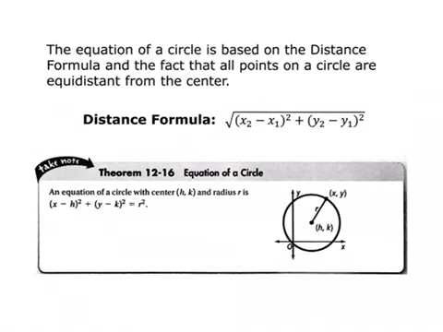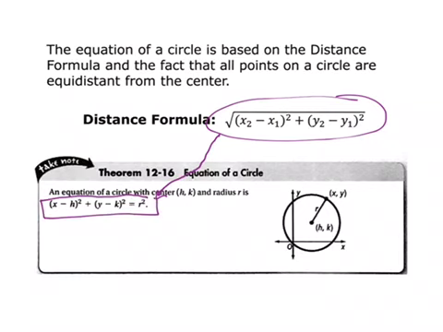So the equation of a circle is based on the distance formula and the fact that all the points on the circle are equidistant from the center. So remember, this is the distance formula. And so over time they took the distance formula and they transformed it into the equation for a circle. The equation for a circle, such that your center is the values h and k with radius r, is given by the equation the quantity x minus h squared plus y minus k squared equals r squared.